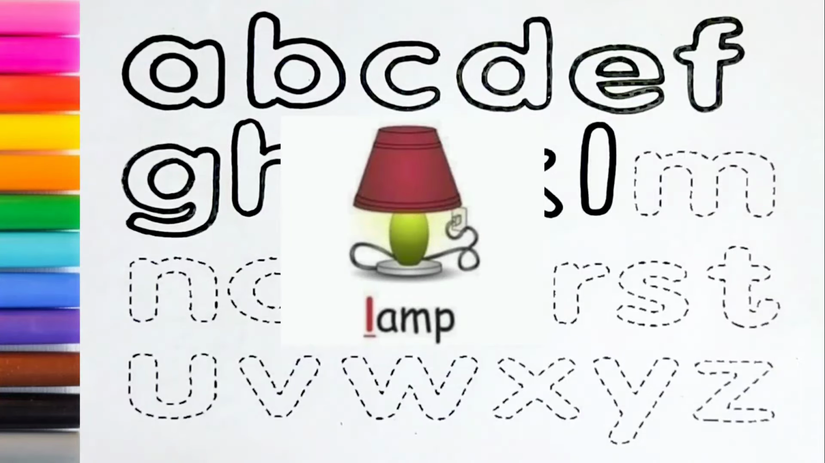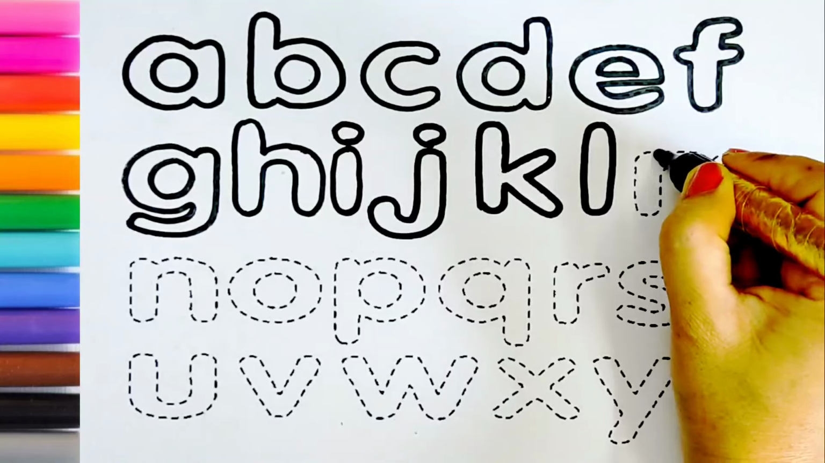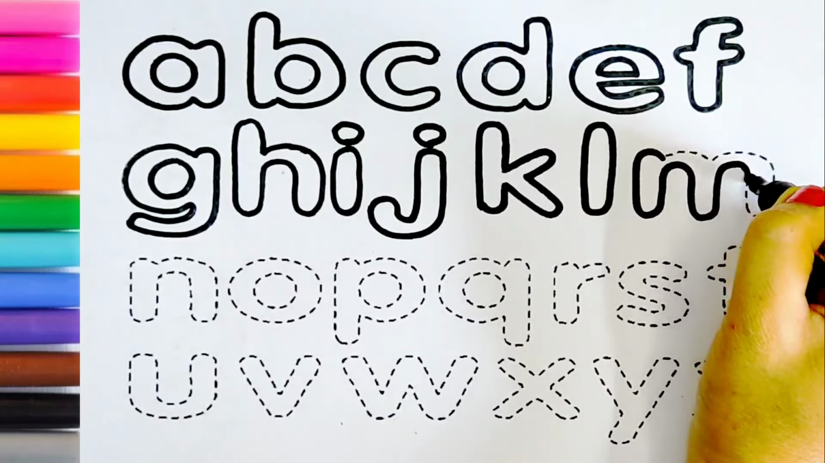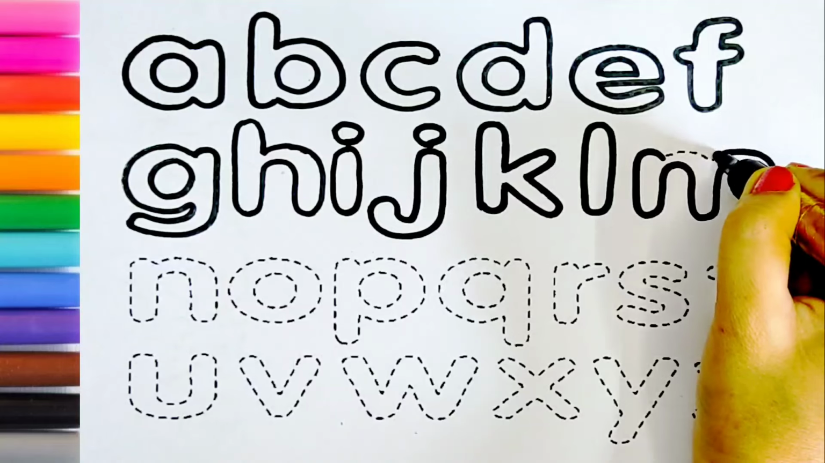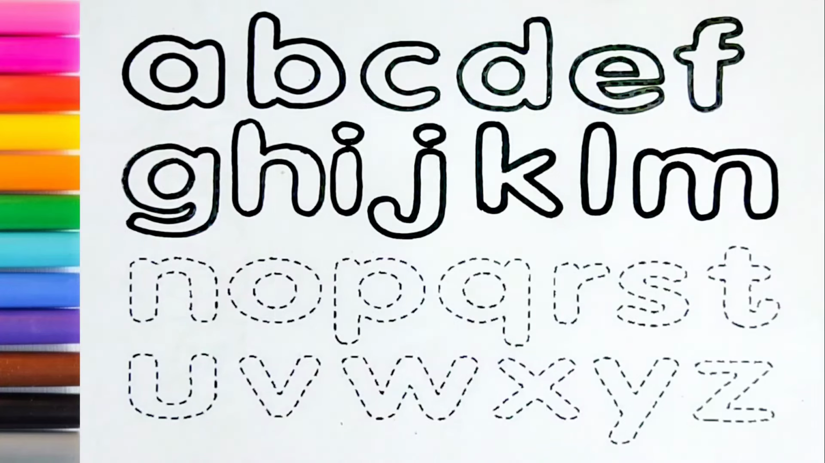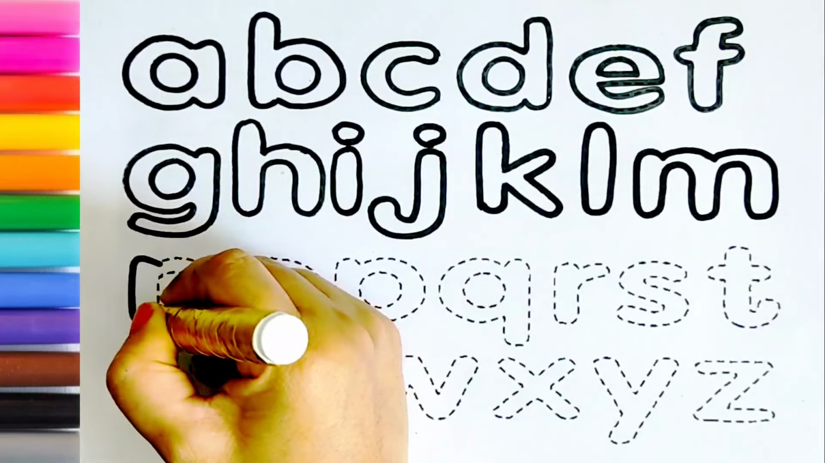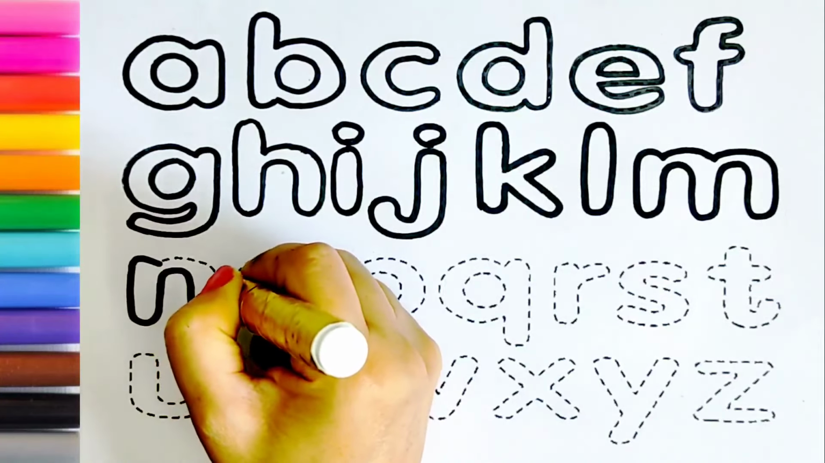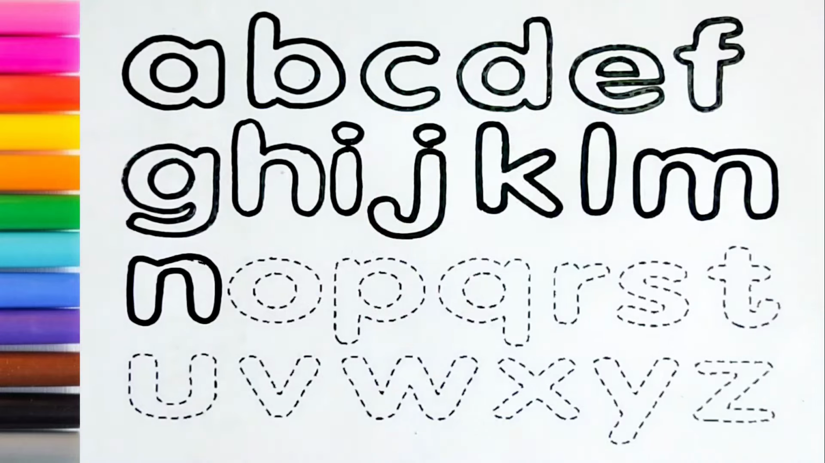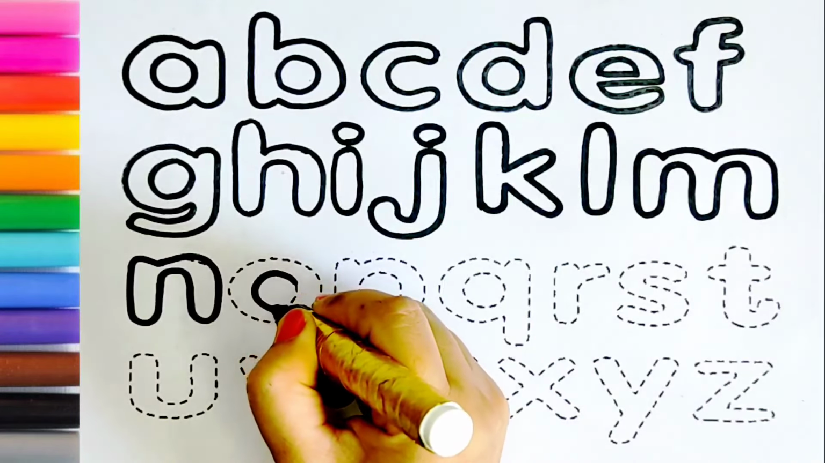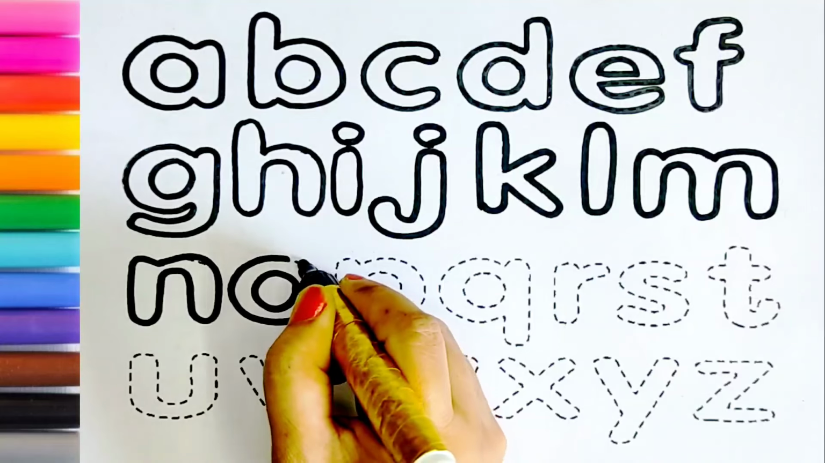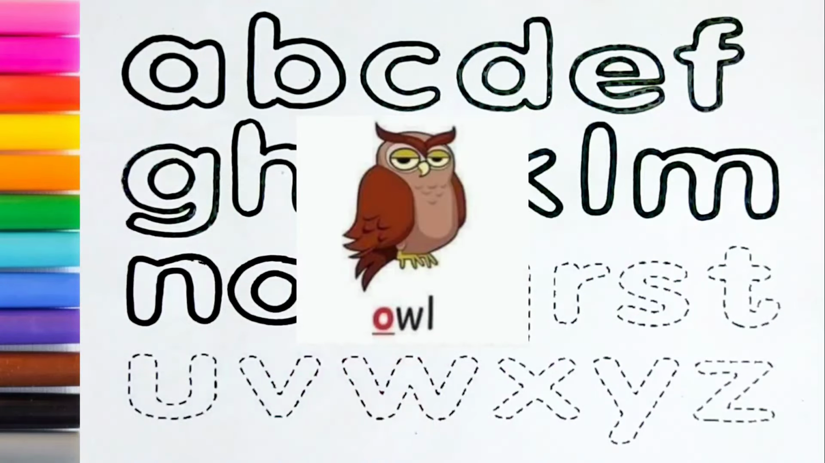L for lamp. M. M for mouse. N. N for nose. O. O for owl.